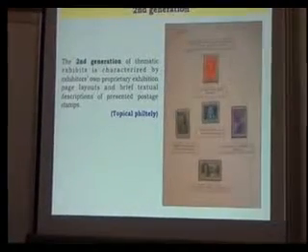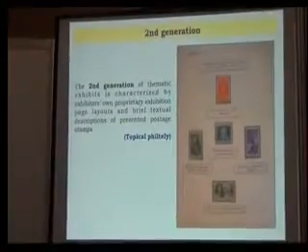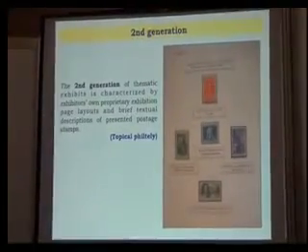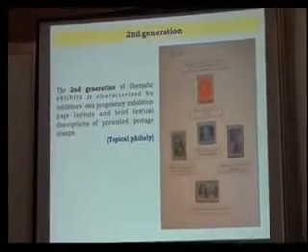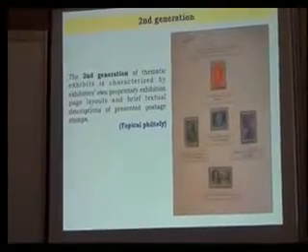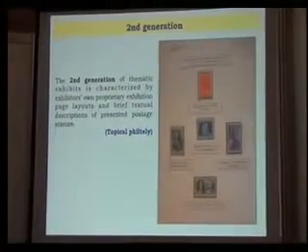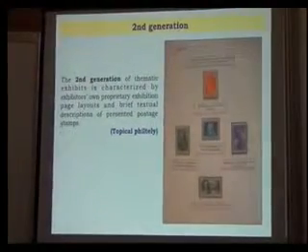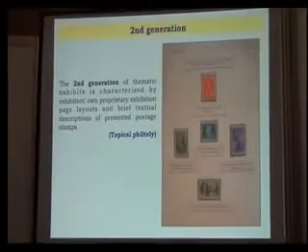But when the collector takes a second step and still only collects the stamps from a topical perspective, but maybe arranges them on his or her own pages, that is a second generation. At least the exhibitor makes something, the collector makes something more of it. That is a second generation.